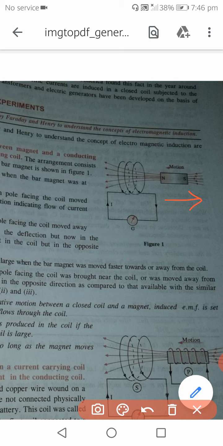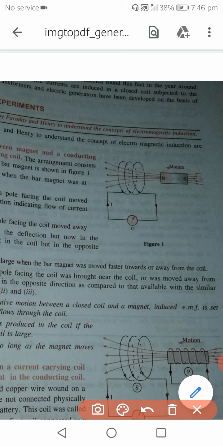Next point. When this magnet is brought near the coil with more speed, then the galvanometer shows more deflection, indicating that the current produced in the coil is more. More the current, more will be the deflection. And in which case is the current more? When the speed of the magnet is more.